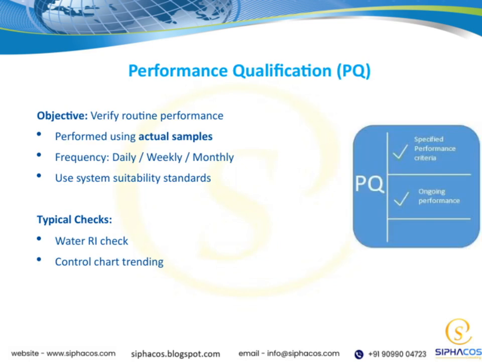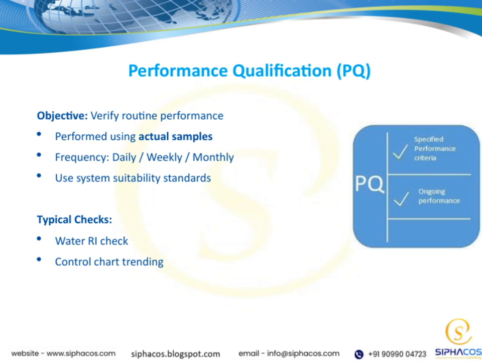Now, let's talk about performance qualification, or PQ for short. The main goal here is to verify that our process performs consistently during routine operations. This is done using actual samples, which really helps ensure that what we're testing reflects real-world conditions. The frequency of PQ can vary. Some checks are done daily, others weekly or monthly, depending on what's most appropriate for each specific process.